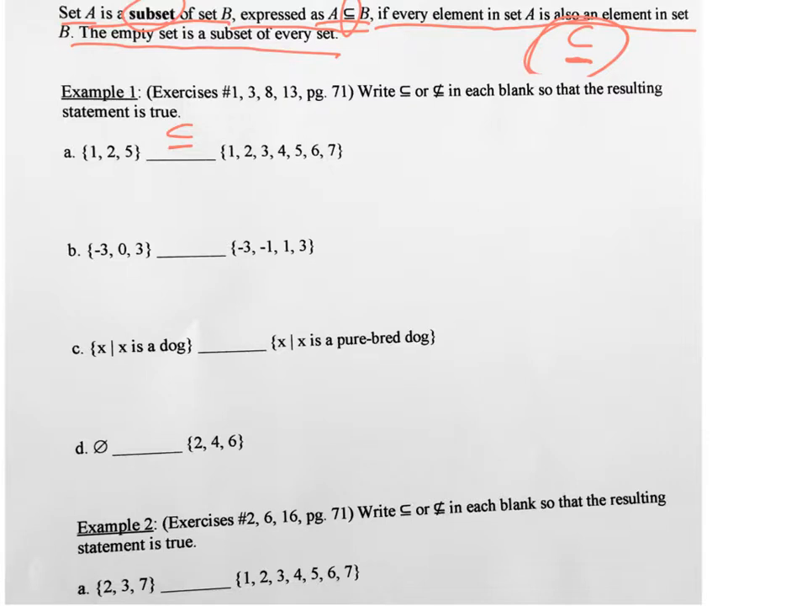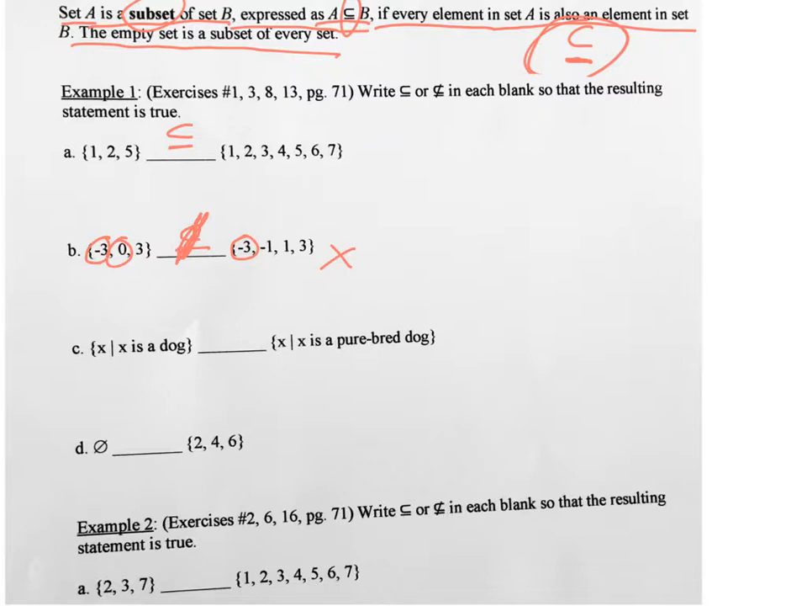The set -3, 0, 3, and then the set on the right is -3, -1, 1, 3. So let's go again from left to right and see if all the elements on the left are somewhere on the right. So -3, yep, that's on the right. 0, nope. 0 is not anywhere to be found in the set on the right. So therefore, I don't have to go any further. This is not a subset.